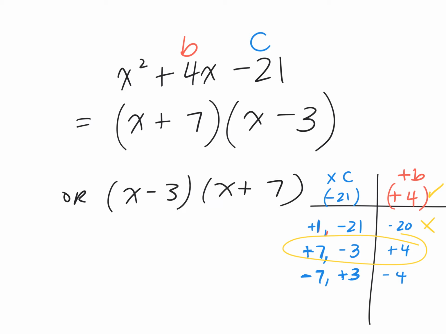Yep. Negative 7 plus 3 is negative 4. That is not b. b is positive 4. It has to be positive 7 and negative 3. Doesn't matter what order you write it in, but the 7 has to be positive, the 3 has to be negative.